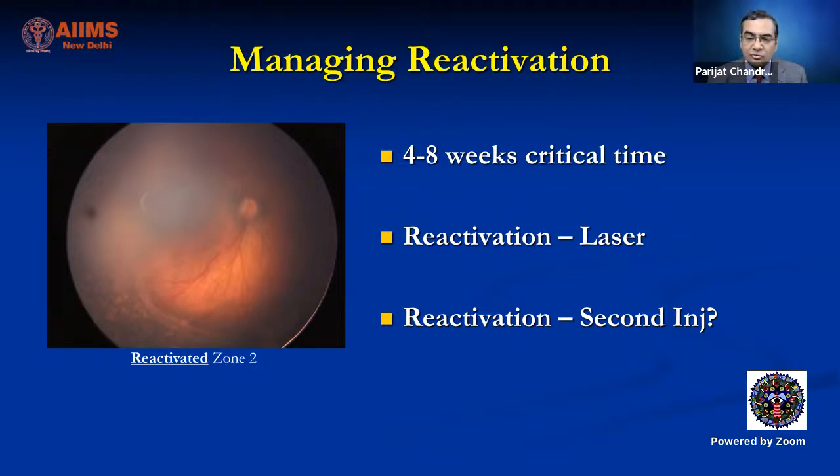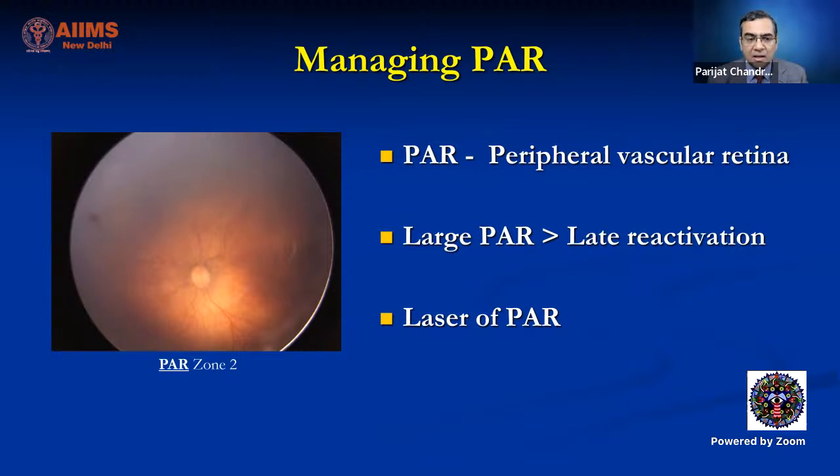Sometimes if the patient is lost to follow-up, the reactivation can be very severe. He could have extensive threshold kind of disease, extensive neovascularization. Then possibly you might need to re-inject these eyes, because laser might not work so well in a rapidly reactivating disease. In those cases, you might consider this as well.